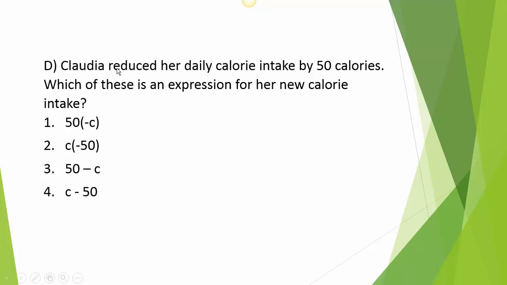And if I reduce something, reduce is another way of saying subtracting. Now, we look at this, and she actually reduced her calorie intake by 50 calories. That means you would take calories minus 50, because it was reducing the calorie intake by 50. And so it would be C minus 50. We know that 50 is not going to be total calories, and you would never take 50 minus C. We'd end up in negative calories really fast.